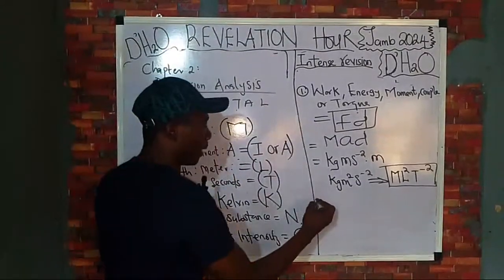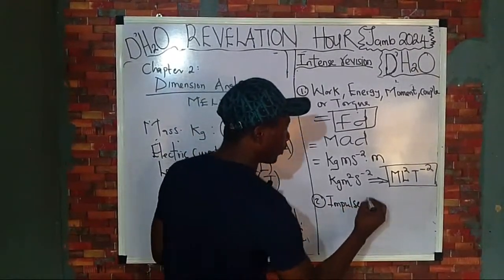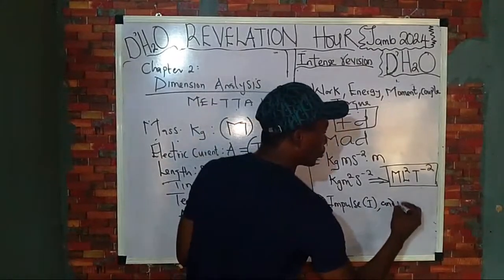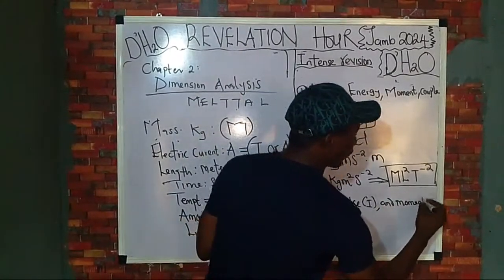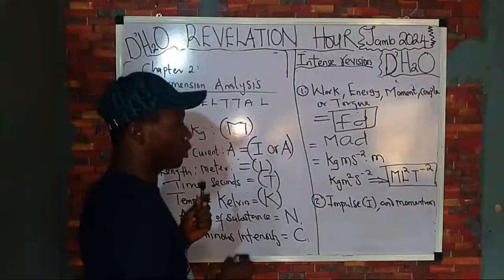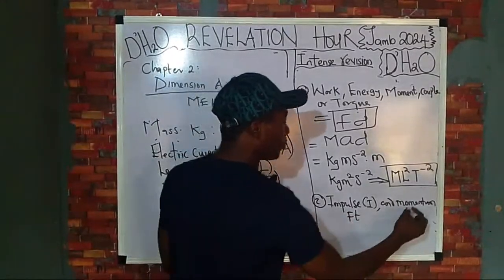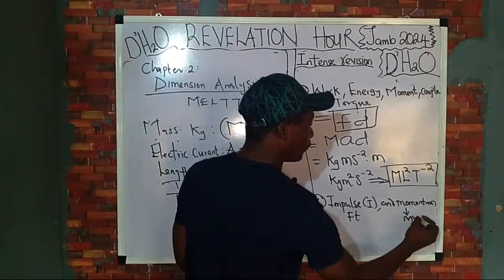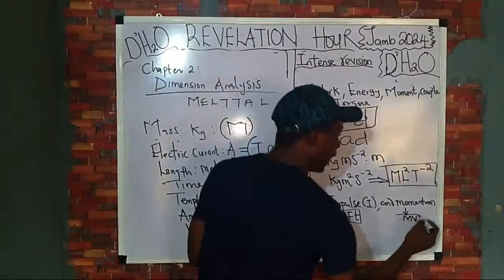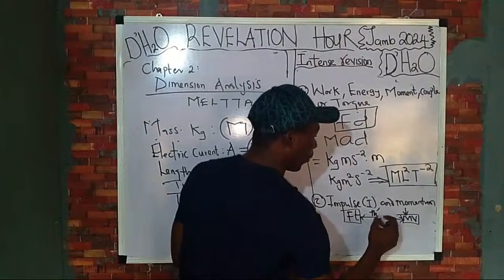Now, let's go to number 2. If I'm looking for the dimension of impulse, please, impulse and momentum go together because they have a general formula, so they share the same unit. Although your impulse is force times time and your momentum is mass times velocity, by the time you break this force times time, you will see that you have mass times velocity. So the formula for impulse and momentum, they are what now?